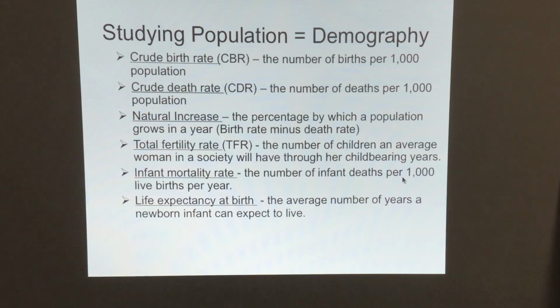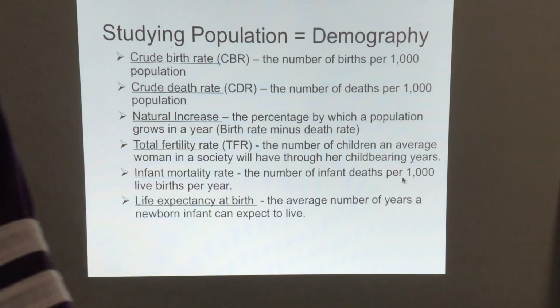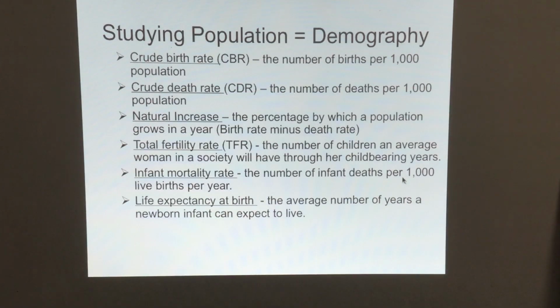We also need to look at total fertility rate. This is about, on average, how many babies per woman in a society. The infant mortality rate is another statistic we look at. Number of deaths, infant deaths per 1,000 live births, and life expectancy. So all these terms we've used several times in this class, so it should be fairly familiar to you.